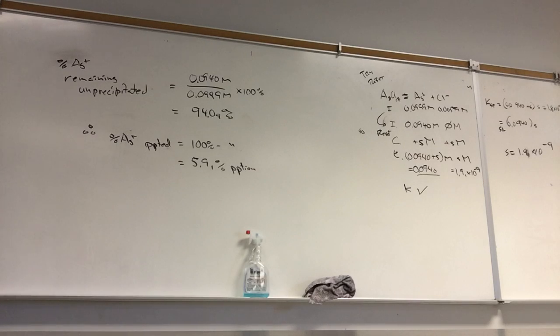So by adding that drop of HCl, we only precipitated about 6% of our silver ion. Right? So I'm going to need a lot more drops of HCl to precipitate it out. Okay.